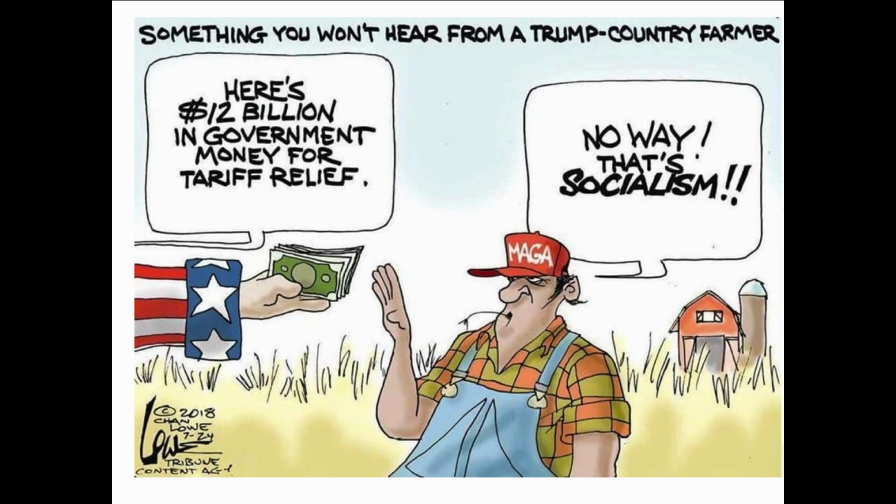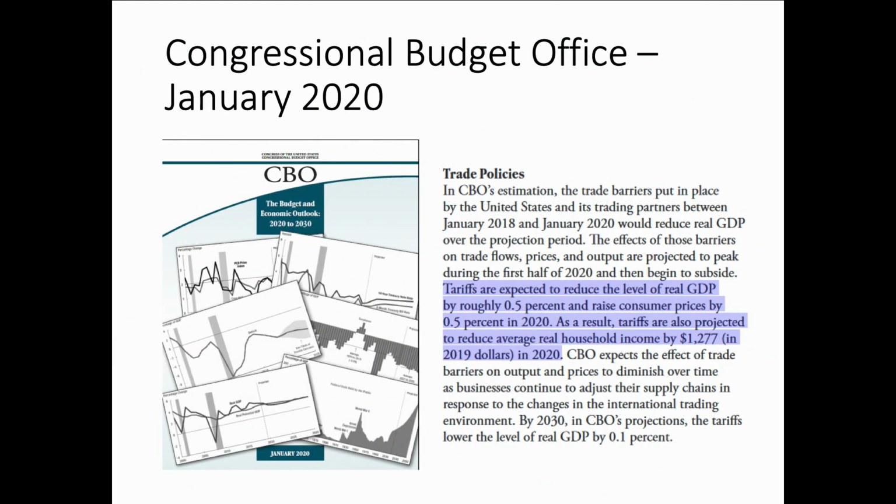There's backlash. What do we have to do for the farmers? The farmers are always the first to get hit when there's foreign retaliation against U.S. tariffs. So what do we have to do? We have to compensate them. We have to subsidize them. So there's something supposedly you won't hear from a Trump farmer. Yes, actually, they took the money. It was $12 billion. I think it went up to $20 billion in extra farm subsidies to compensate farmers for lost sales in international markets because of the retaliation against U.S. tariffs.